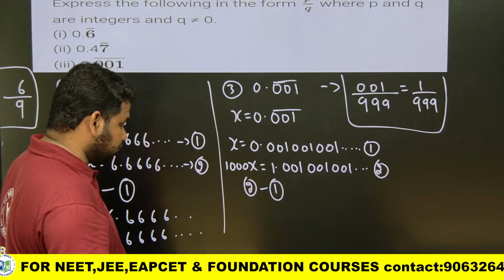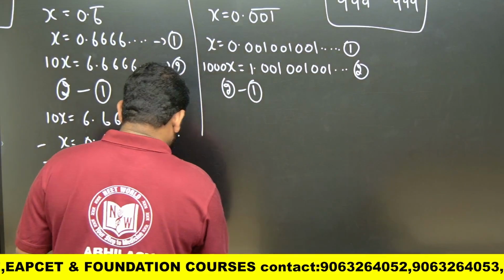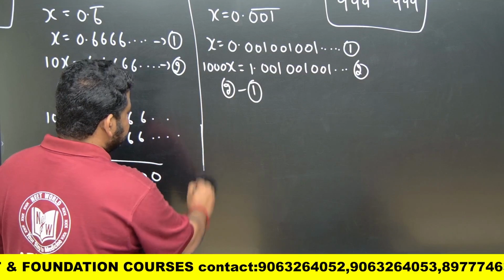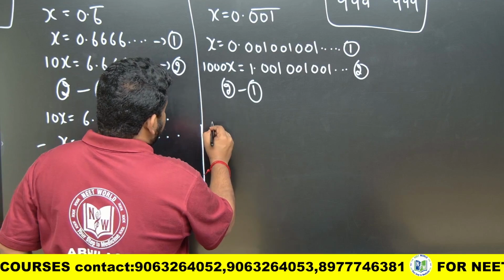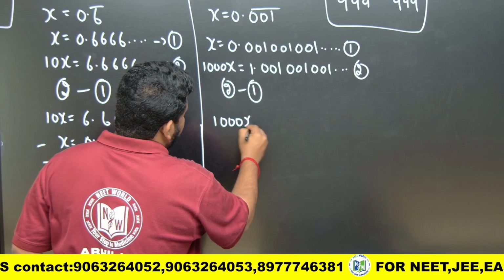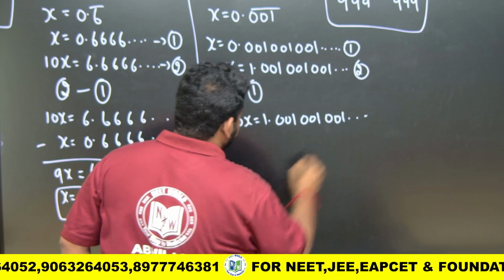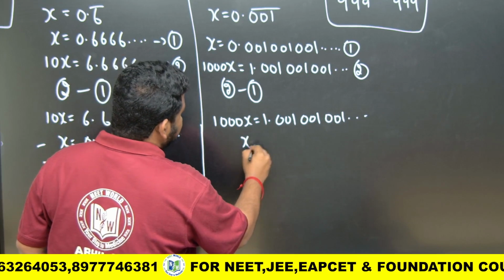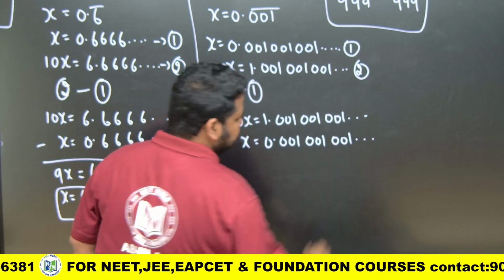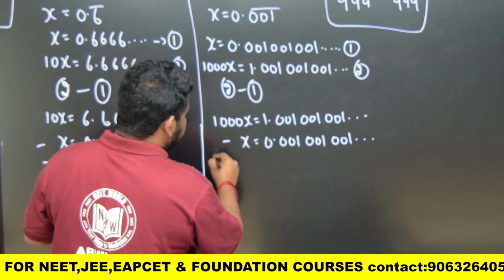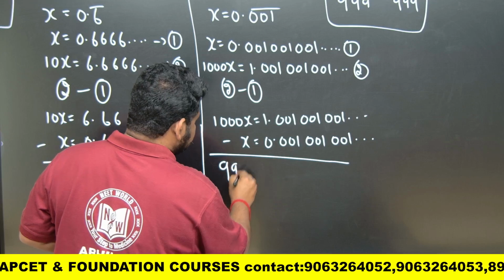So if I do 2 minus 1, what will I get? See here carefully, friends. 2 minus 1 means I should write 1000x is equal to 1.001, 001, 001. The first equation is x is equal to 0.001, 001, 001, and it goes on like this. If I subtract, 1000x minus x will give me 999x.